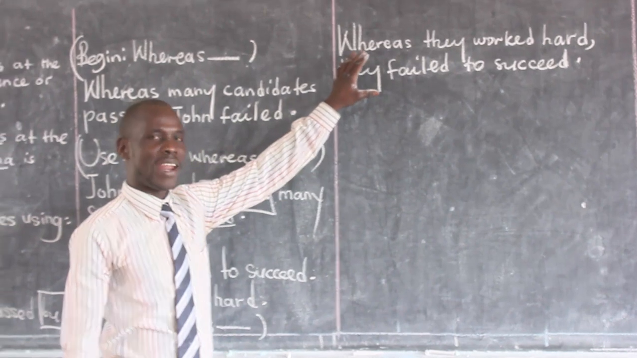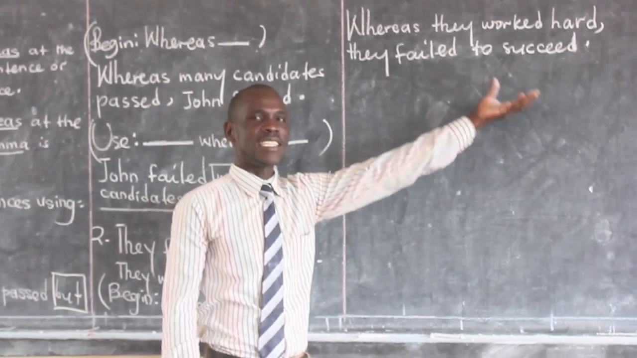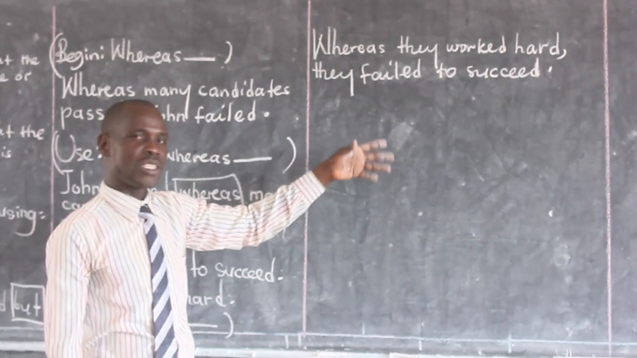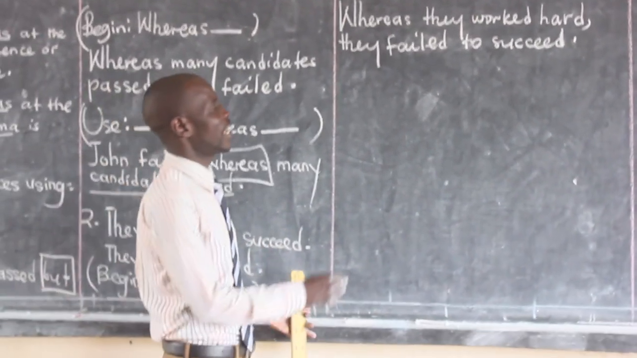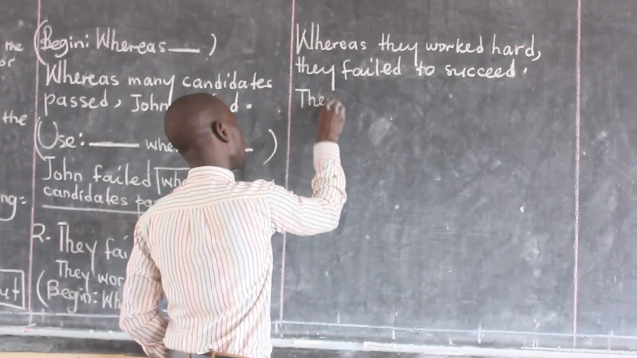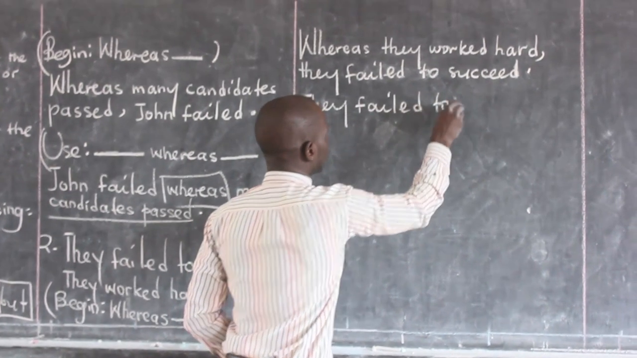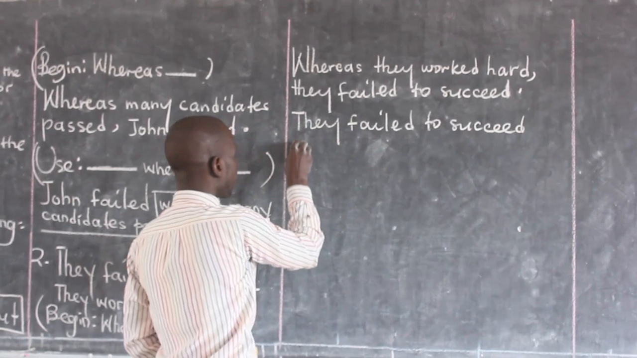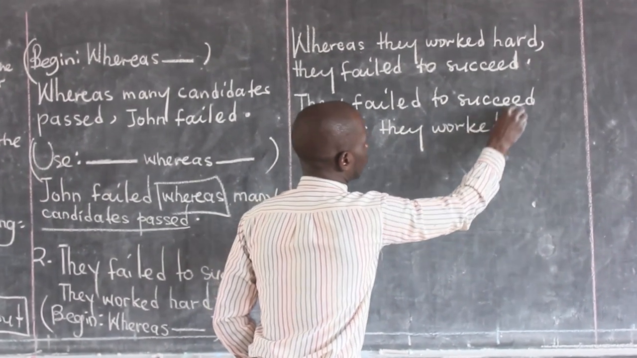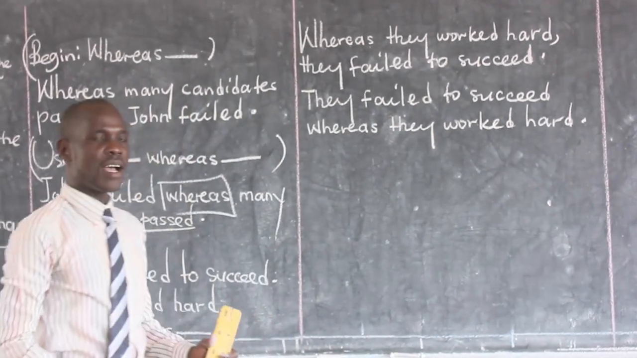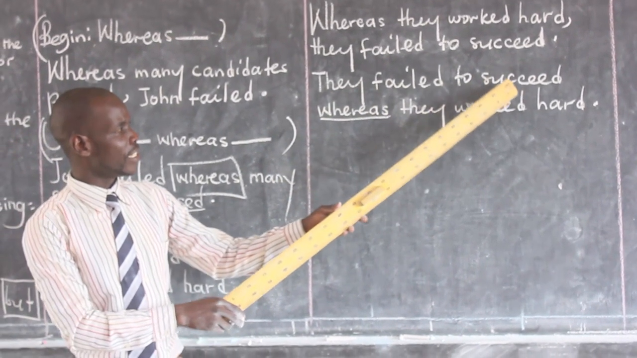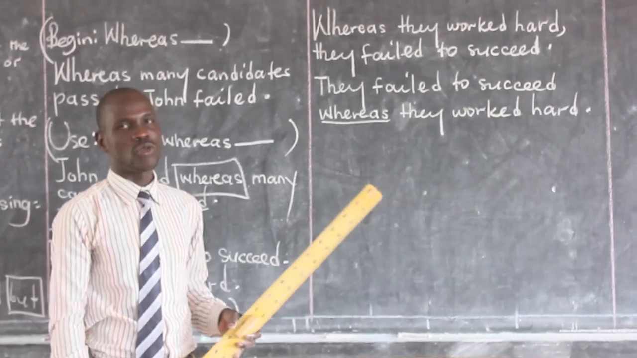Now, if we are using whereas in the middle of the sentence, we shall change this sentence the other way around. That means this time around, we shall begin with the second action. Which second action is not succeeding? So we shall say, they failed to succeed, whereas they worked hard. That will be our answer when we use whereas within the sentence. They failed to succeed, whereas they worked hard. That will be our answer.